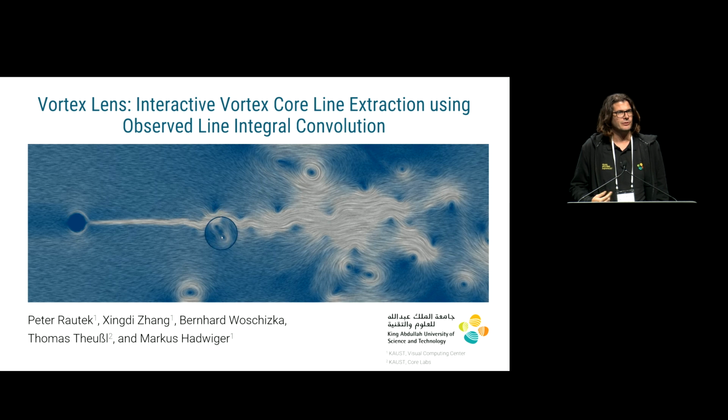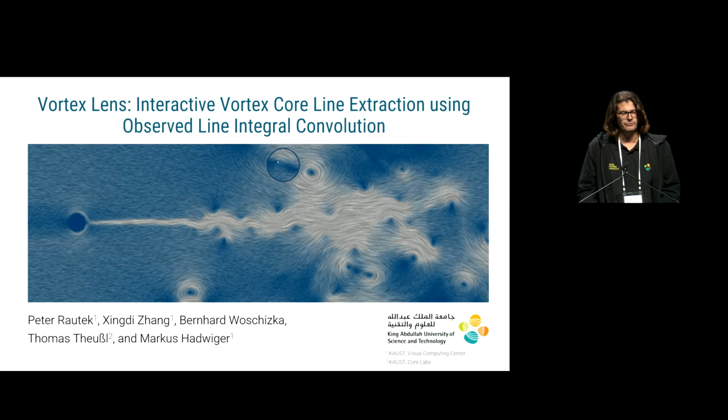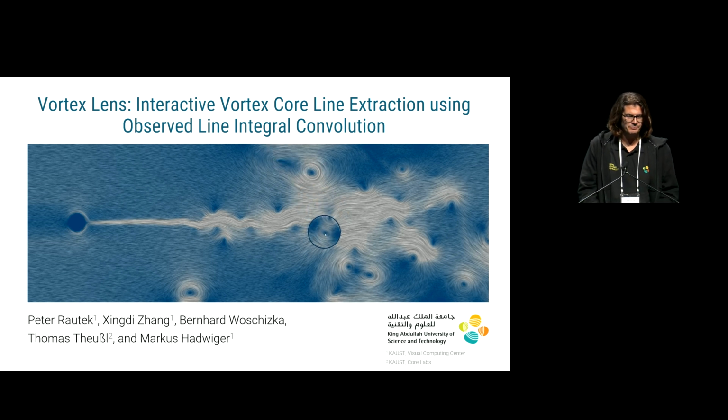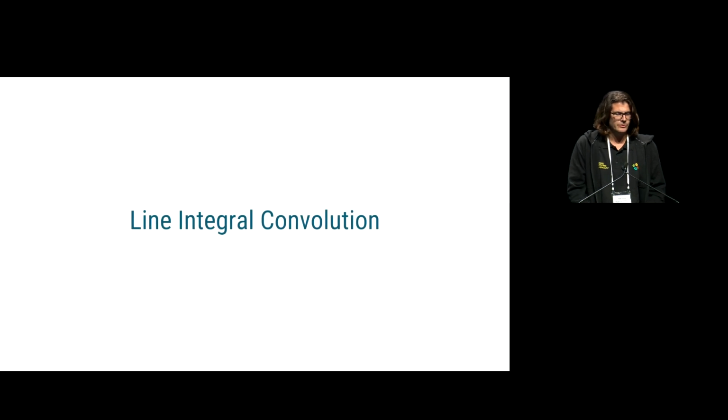So the idea is we use line integral convolution in a conventional way, how it's been around for a very long time. But then inside the lens region, we actually show an alternative visualization of the flow field by transforming it into an observer relative visualization. And I will explain what all this means now in this talk. So let's first look at line integral convolution and why it's not sufficient to just use line integral convolution in the case of unsteady flow fields.